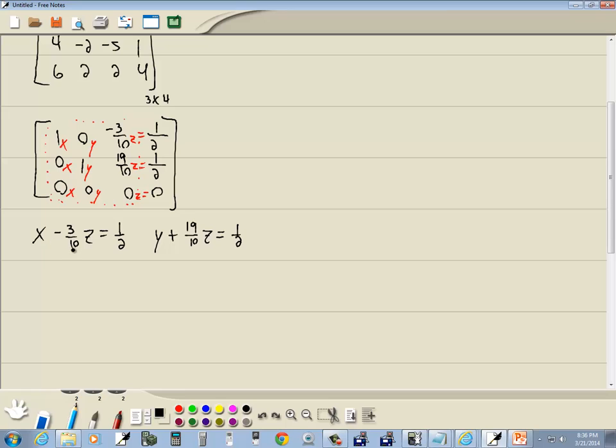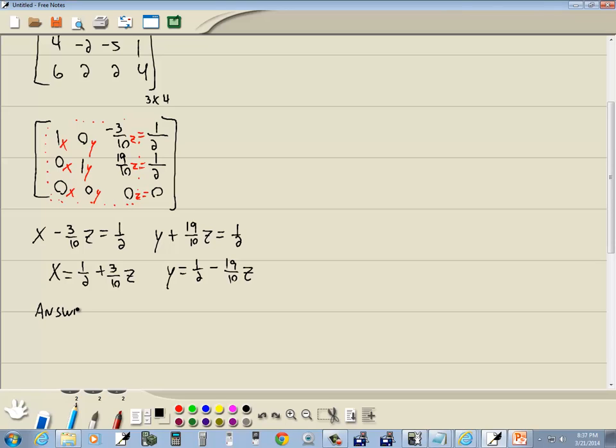Now our first row, we're going to solve for our first variable, which is x. So we're going to get x is equal to 1/2 plus 3/10 z. I took the negative 3/10 z to the right side. On this one, I take the 19/10 z to the right side, and I get y is equal to 1/2 minus 19/10 z. So we're solving this one for x, we're solving this one for y.